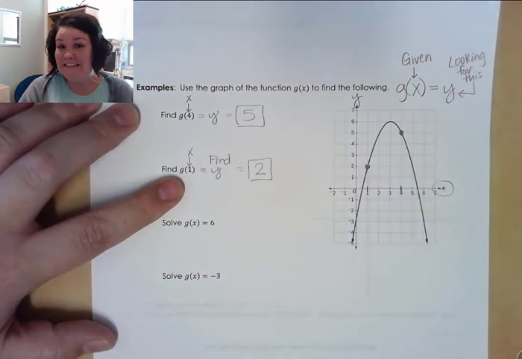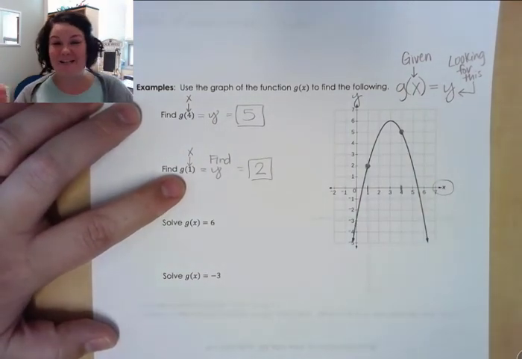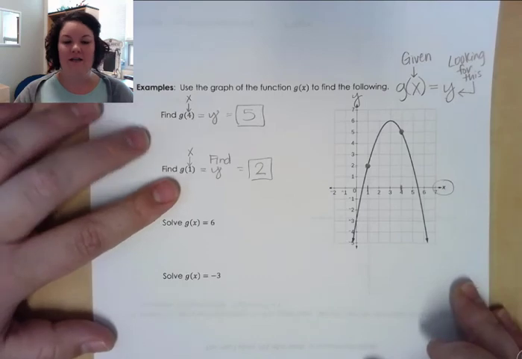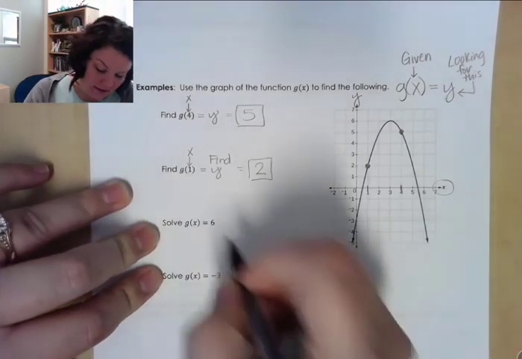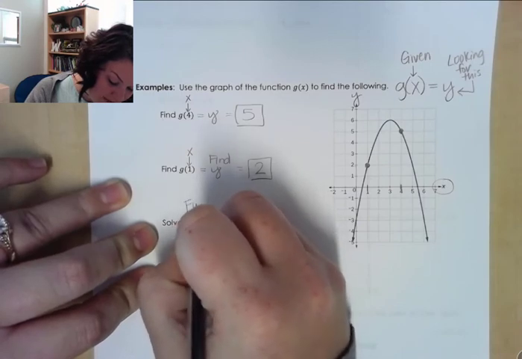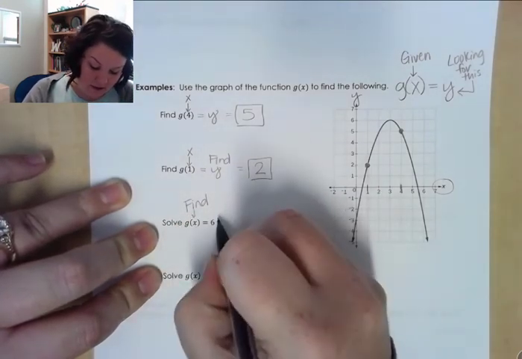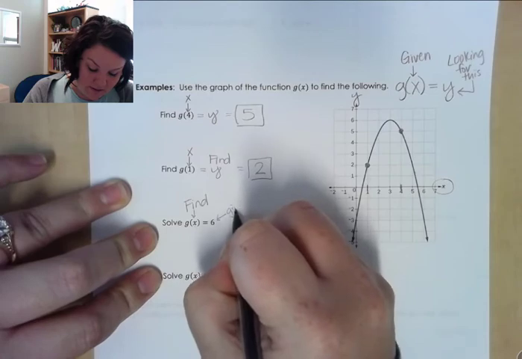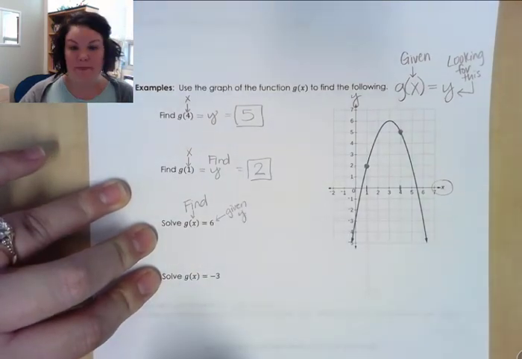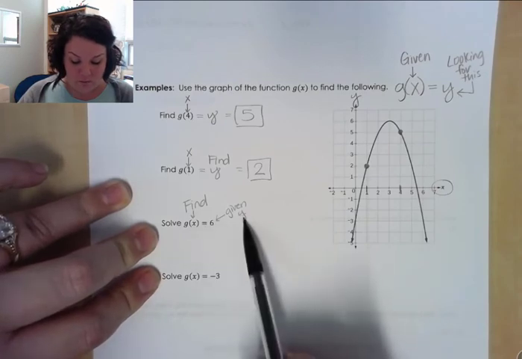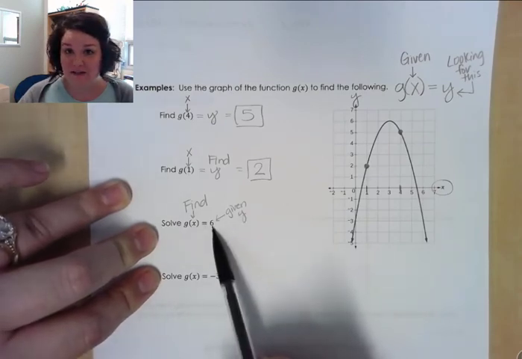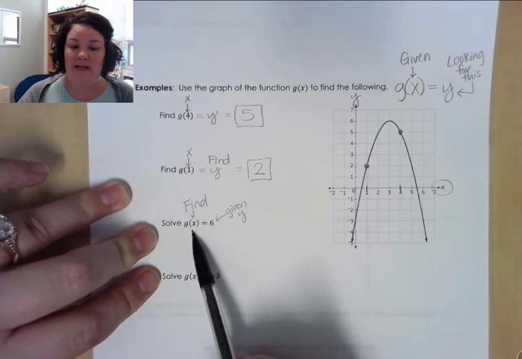Okay, not too bad. Maybe even easier than the equation, right? Just looking at a picture. All right, let's look at the opposite. Notice here, we don't have the x. This is what we have to find. We're not given the x. What we are given is the y value. So now we're going to do it the opposite way. We're going to figure out where y is equal to 6 and then find the corresponding x value.